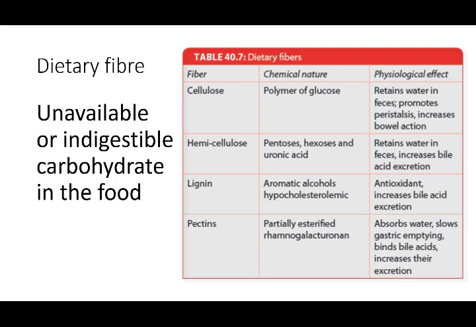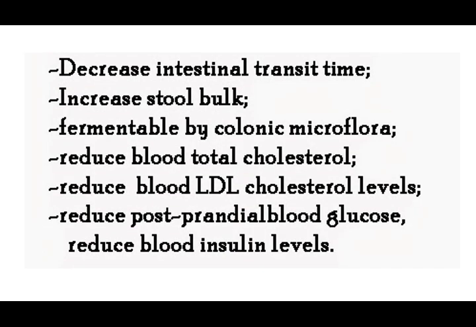This table has been taken from your textbook. Cellulose, hemicellulose, lignin, pectins, all are examples of dietary fibers. And you have the uses on the right side. So most dietary fiber actually helps to decrease the intestinal transit time of the digested food material, increase the stool bulk, and it is also fermentable by the colonic microflora.